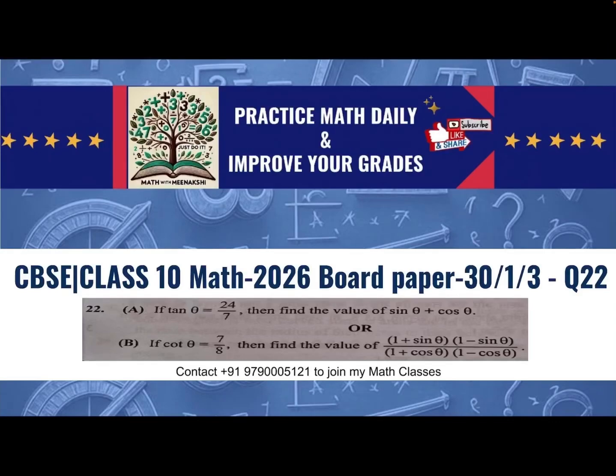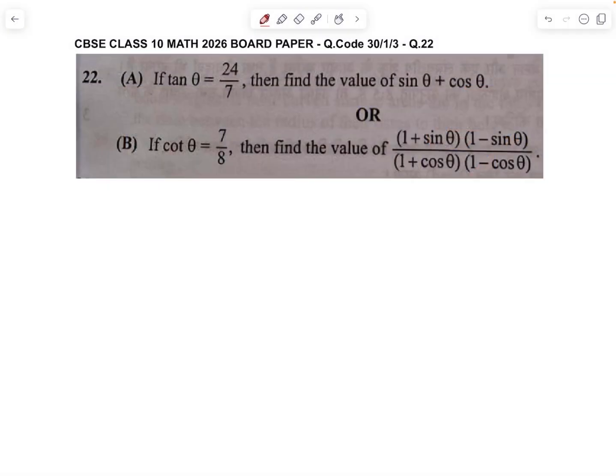Hello all, in this video I am going to solve question number 22A and B from the CBSE class 10 standard math 2026 board paper, and the question paper code is 30/1/3. The question 22A says if tan theta is equal to 24 upon 7, then find the value of sin theta plus cos theta.